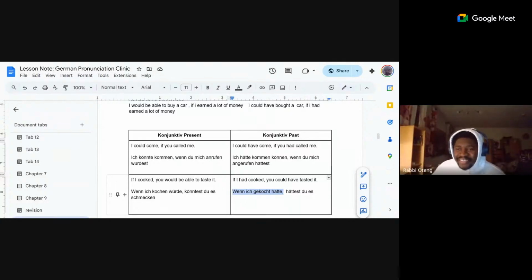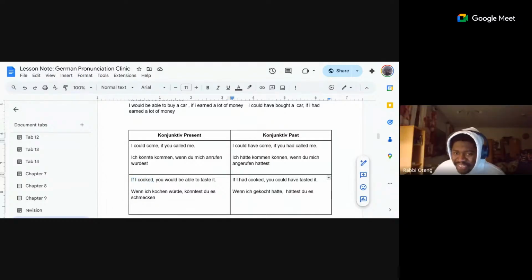Listen, the conjunctive in the present tense is "if I would cook," which is wrong in English, but it works in German. So in English, you form the tense by just sending it to the past, using the past tense. So "if I cooked, you would be able to taste it." So we said, "wenn ich kochen würde, könntest du es schmecken."